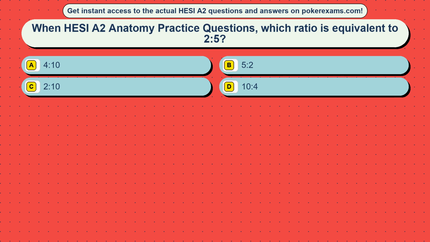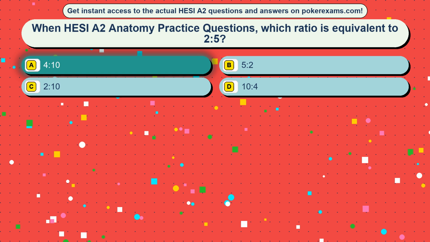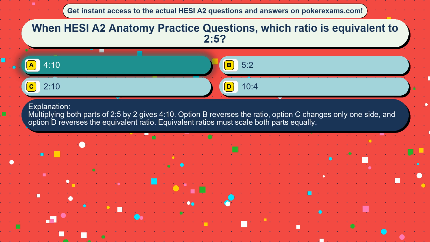Question 29. When HESI A2 anatomy practice questions, which ratio is equivalent to 2:5? Option A, 4:10, option B, 5:2, option C, 2:10, option D, 10:4. The correct answer is option A, 4:10. Multiplying both parts of 2:5 by 2 gives 4:10. Option B reverses the ratio, option C changes only one side, and option D reverses the equivalent ratio. Equivalent ratios must scale both parts equally.